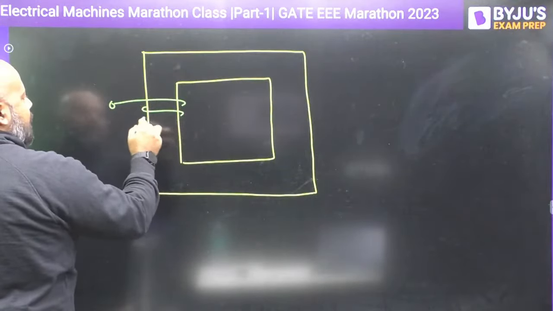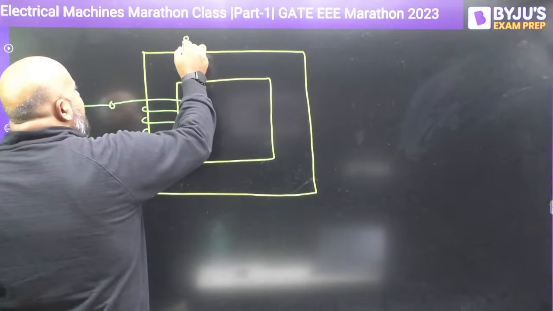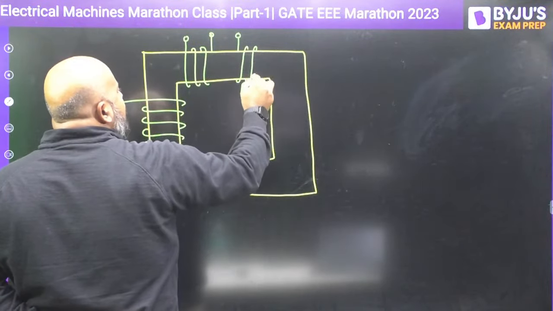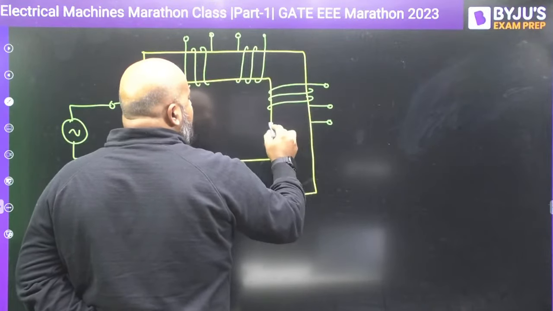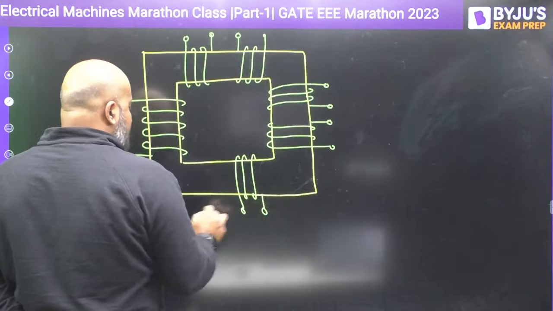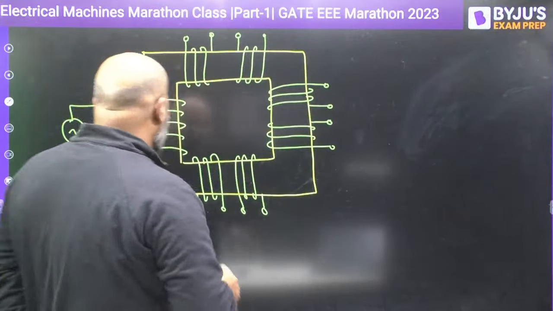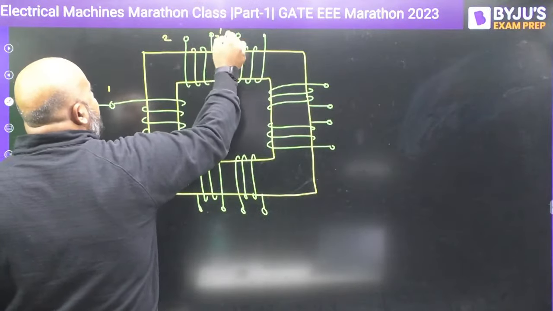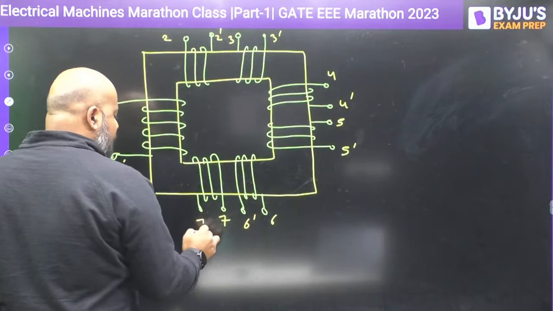Suppose this is a transformer core where the source is connected to one winding, and there are other windings like this, which are going to have some load. Now for all these windings, you have to tell how you are going to place the dot when all these have some load connected to them. Suppose this is 1 dash, this is 2 dash, 3 dash, 4 dash, 5 dash, 6 dash, 7 dash.